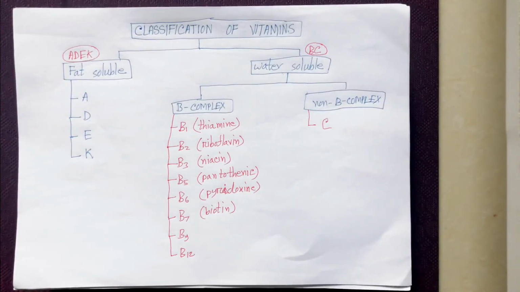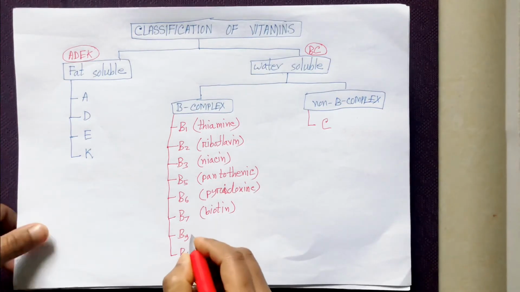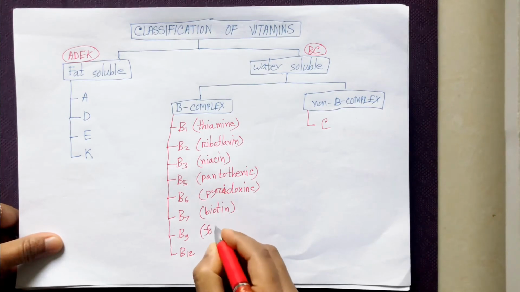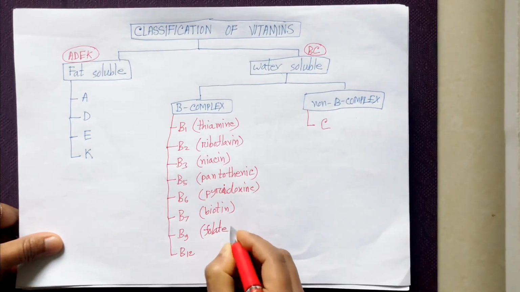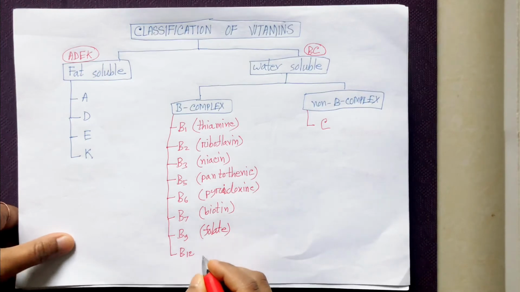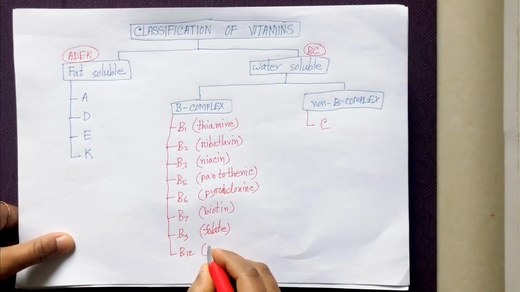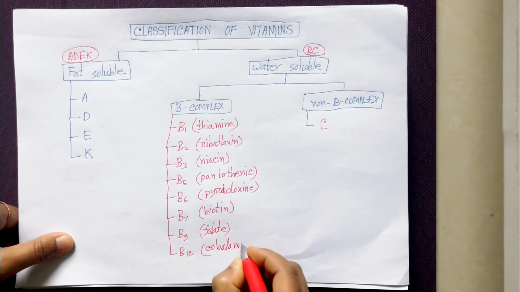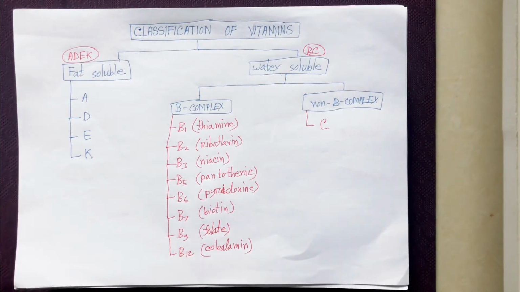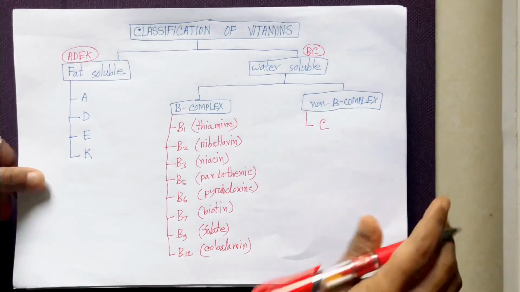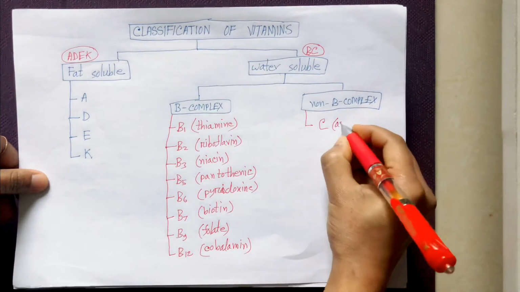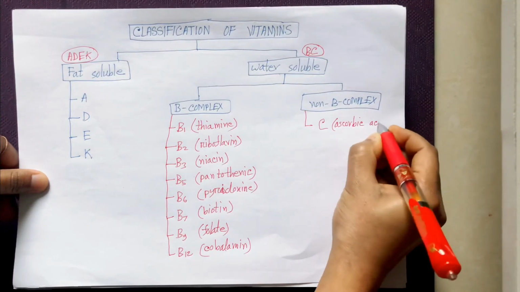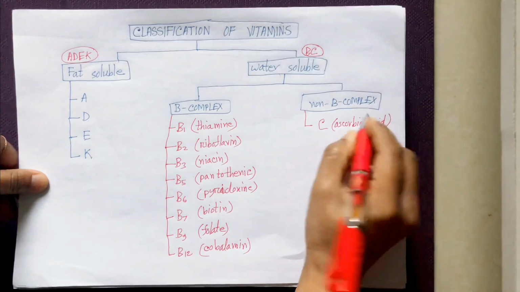Okay, now let's continue our study. So vitamin B9 also known as folate. Then B12 also called cobalamin. Okay, and vitamin C also called ascorbic acid.